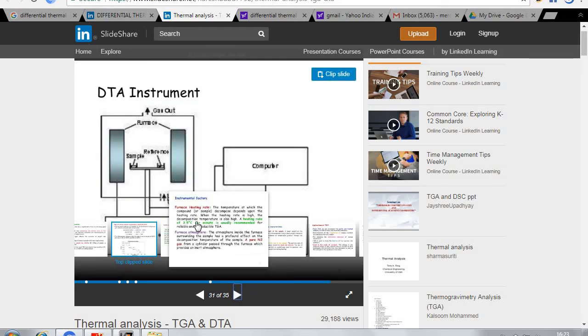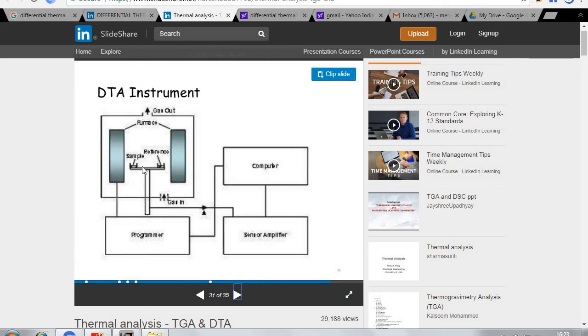This is the instrument. So if you see, here is the pan on which you have the crucibles for sample and reference. You have the furnace. Okay, it's going to be insulated. That's why they have shaded it. And then you have the gas in and gas out and all those things. And you have the sensor for measuring the temperature. Then you have the sensor amplifier. Okay, and then you have the programmer which is connected to the computer.